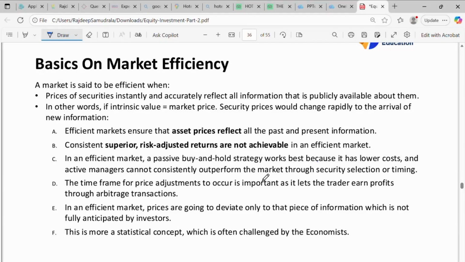Obviously, if the market is efficient, that means an investor cannot make super profits or extra profits because the market's already reflecting the information and not allowing you to make additional profits without making efforts. Clear? So obviously, in the efficient market, what is a better strategy? Passive or active?